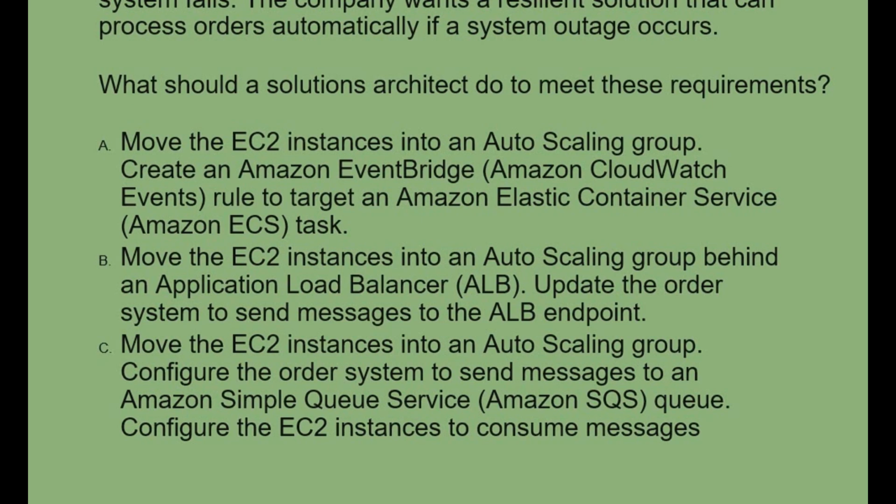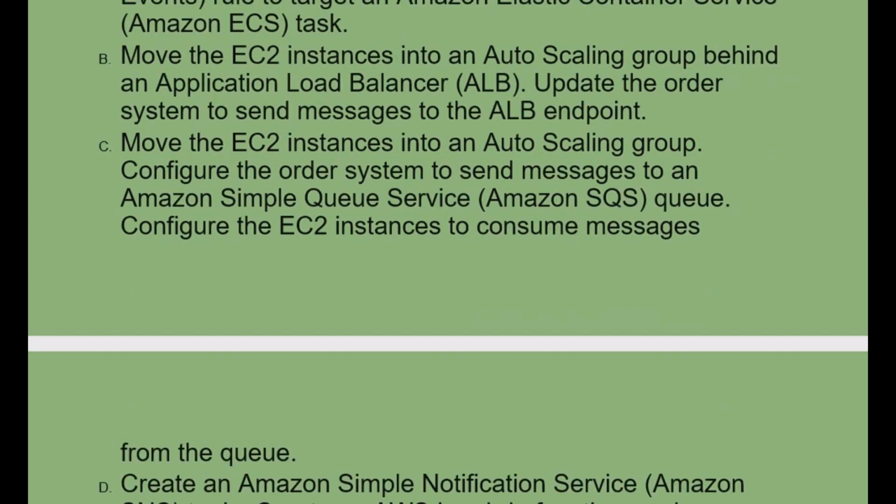Option C, move the EC2 instances into an auto-scaling group. Configure the order system to send messages to an Amazon Simple Queue Service, Amazon SQS queue. Configure the EC2 instances to consume messages from the queue.